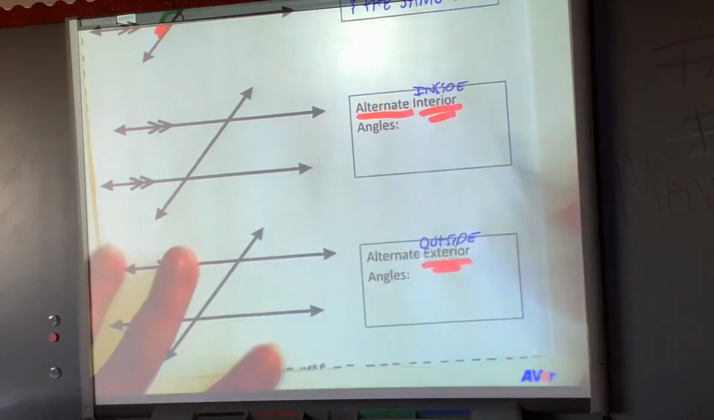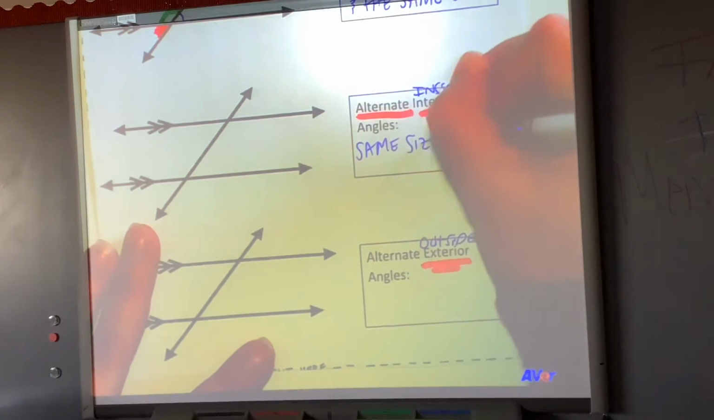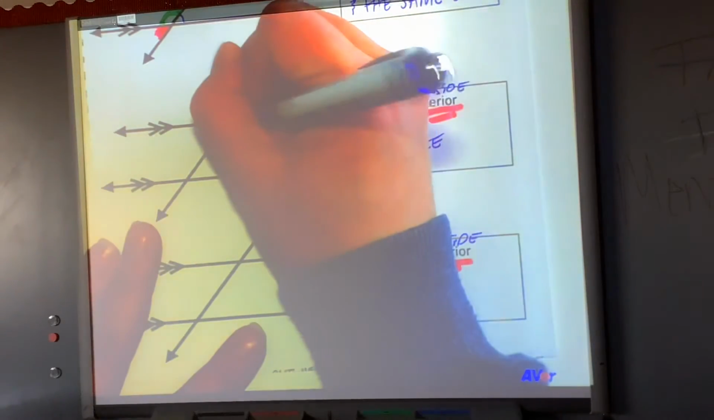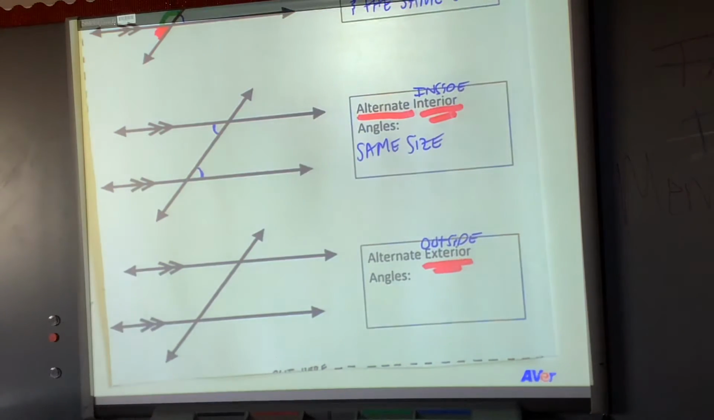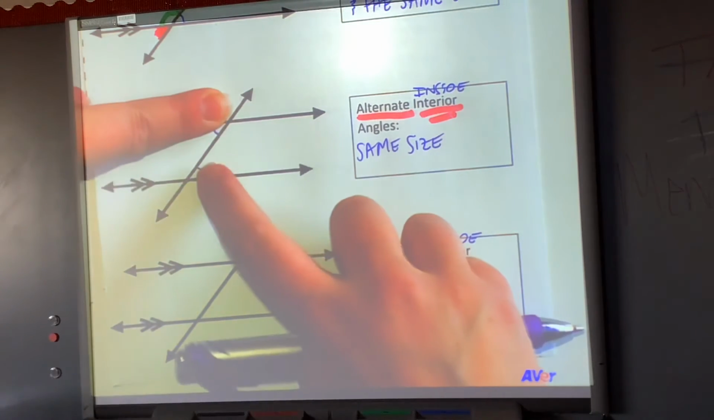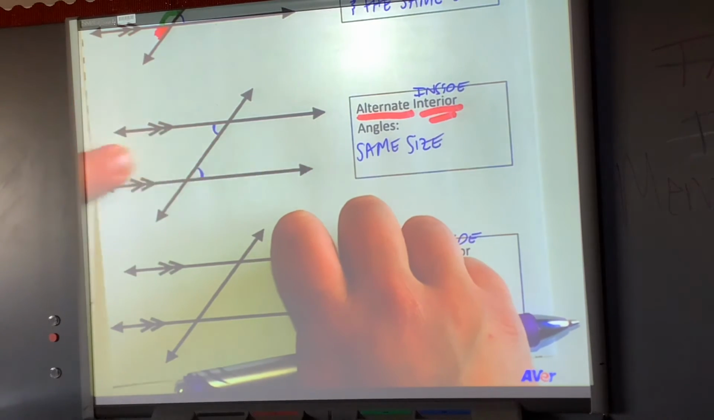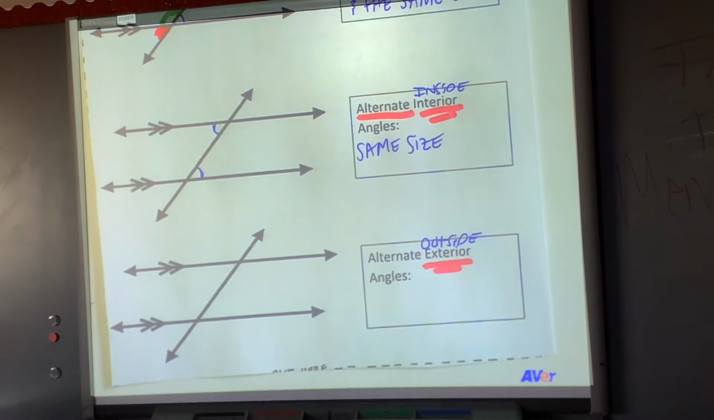Alternate interior angles are going to be the same size, which means they're congruent. They are examples like this. This angle and this angle are the same size. They are on the interior and they are on alternate sides of this transversal. This one is on this side of the transversal, and this one's on the other side. However, they're still on the inside of the parallel lines and they're the same size.